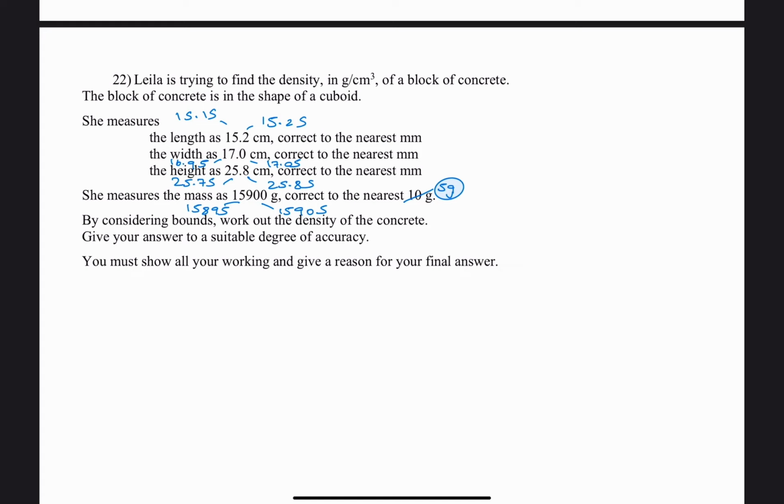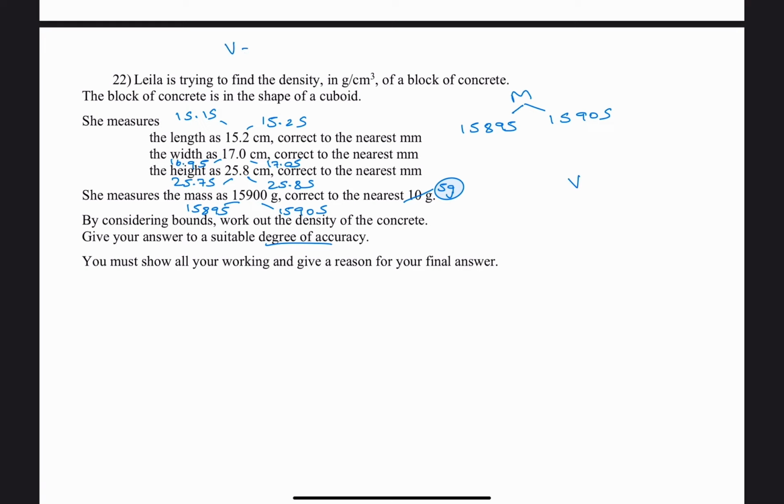Now you want to consider bounds and work out the density to a suitable degree of accuracy. So you want the upper bound, lower bound, but before I do, I know the mass. What's the upper bound of mass? Upper bound is 15905. Lower bound is 15895. And I need the volume. What is the upper bound of volume?